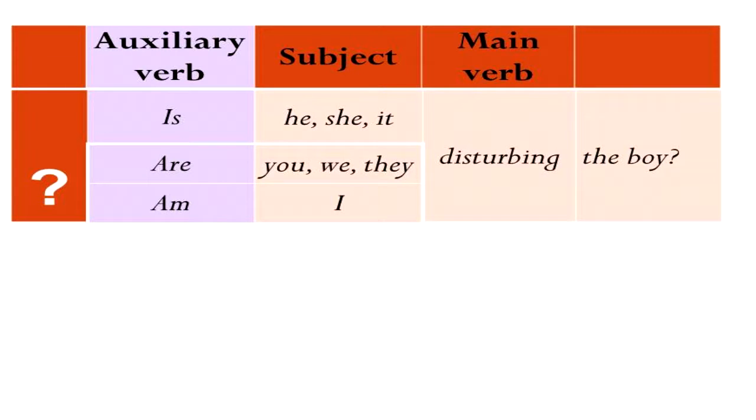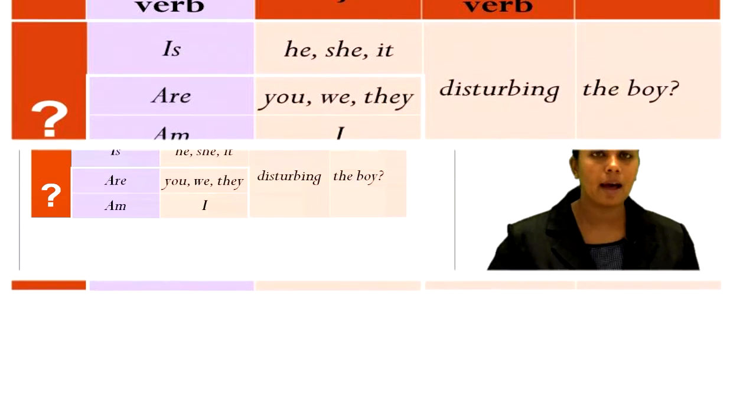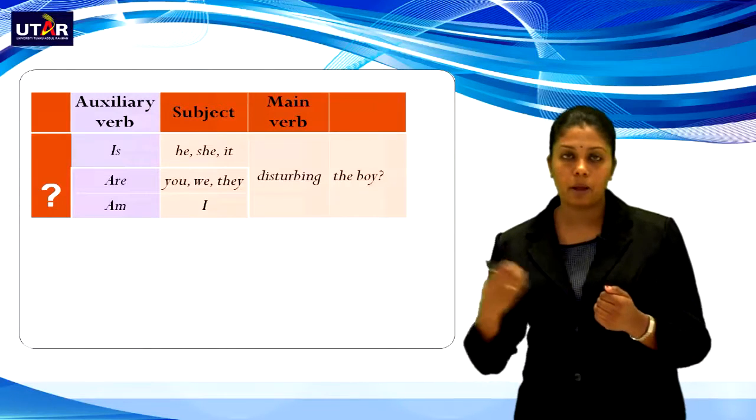Followed by plural subject. For plural subject, the auxiliary verb that we use is are. So, are you disturbing the boy? Are we disturbing the boy? Or are they disturbing the boy? For I, we use am. So the structure is still the same: auxiliary verb, subject, main verb in present participle form, and the rest of the question. So am I disturbing the boy?